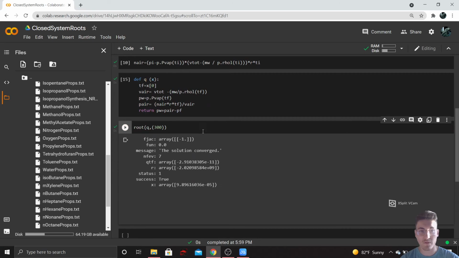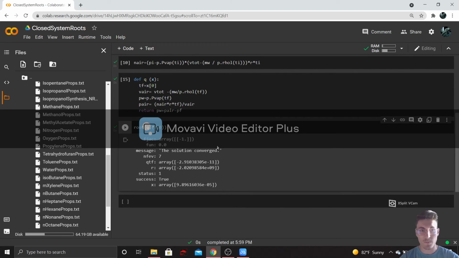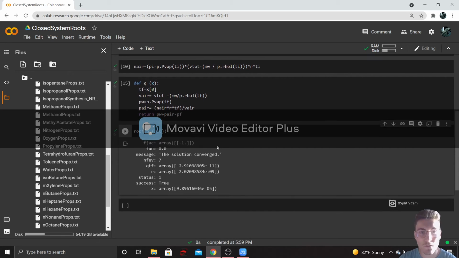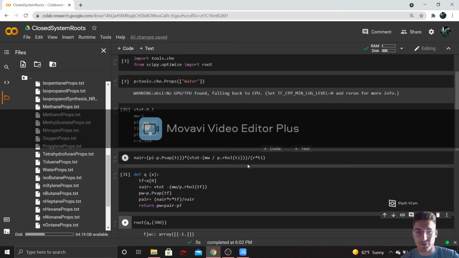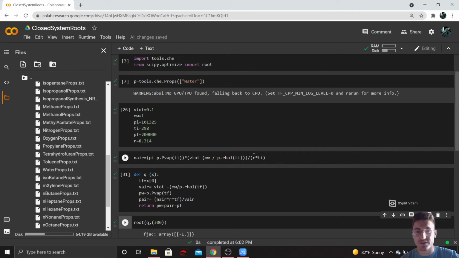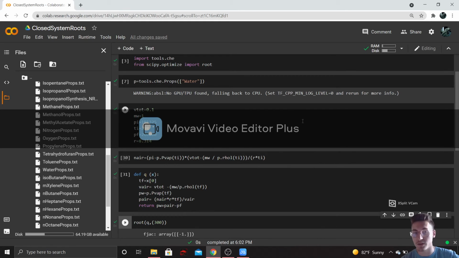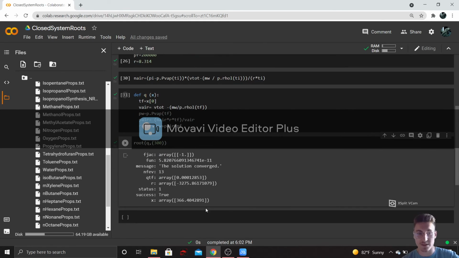Very key steps. Okay, and then it messed up again. I spent about 10 minutes looking, and it was because I was not dividing by the R times the initial temperature. I was dividing by the R. I didn't have parentheses here, so I was dividing this by R and then multiplying it all by the initial temperature, and that was messing up all of this.